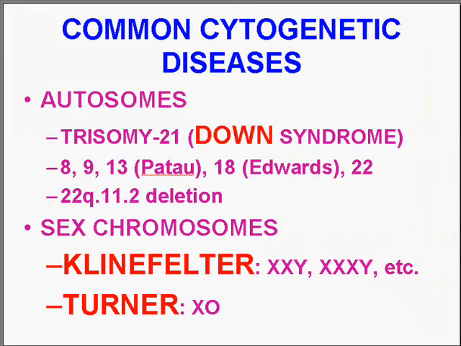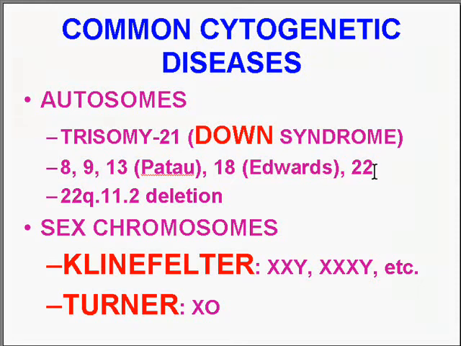We're going to talk about the single most common cause of mental retardation in the United States. It's an extra number 21 chromosome called trisomy 21 or Down syndrome. You can also have trisomies at number 8, 9, or 13. In the case of 13, you remember it's called Patau syndrome, and I hope I'm pronouncing it properly. An additional chromosome of autosome 18 is called Edwards syndrome.